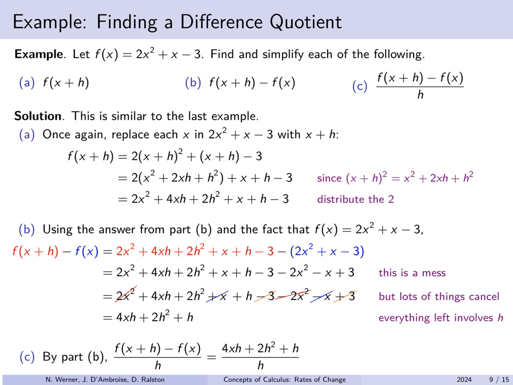So in part C, when we compute this difference quotient, if we stick what we just computed as the numerator and factor out that h, it can actually cancel with the h down in the denominator. The difference quotient is given by 4x plus 2h plus 1. Now, in contrast to the previous example, we do still have an x and we do still have an h hanging around, which is perfectly normal. But the difference quotient for this choice of f of x simplifies down to 4x plus 2h plus 1.